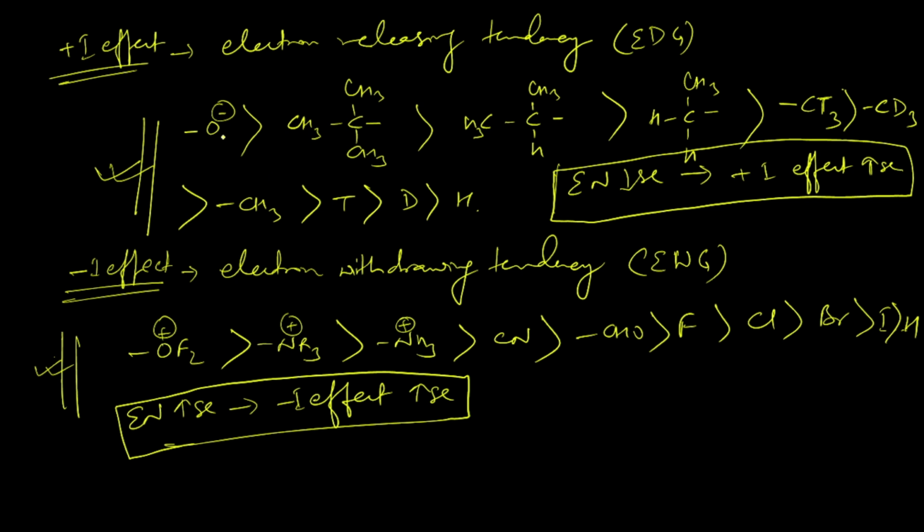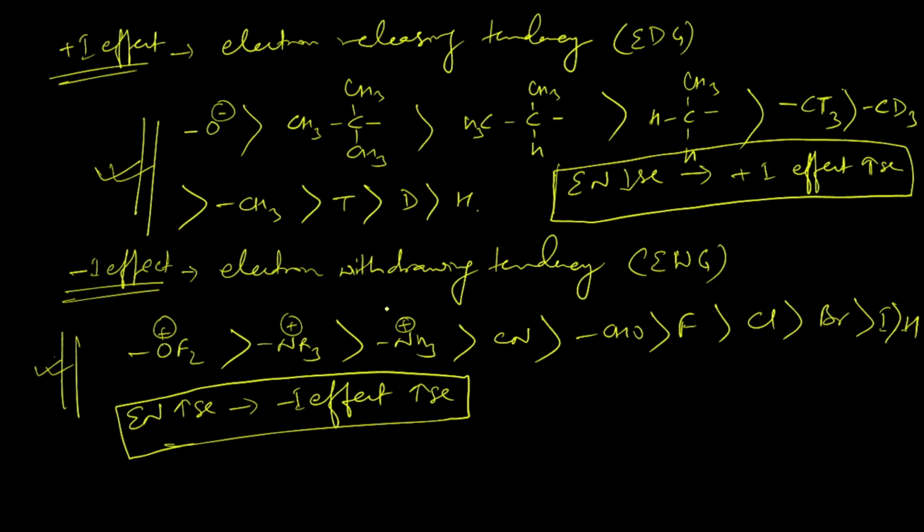Suppose here O minus, here it is a negative charge. So this negative charge, what will it do with this oxygen? Because this oxygen has a negative charge, it means it wants to donate. If this oxygen wants to donate, it means it has a plus I effect, because plus I effect is electron releasing tendency or electron donating group. That's why it is kept in plus I, right?